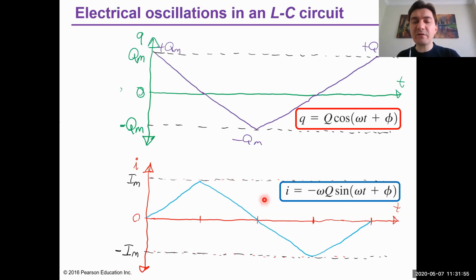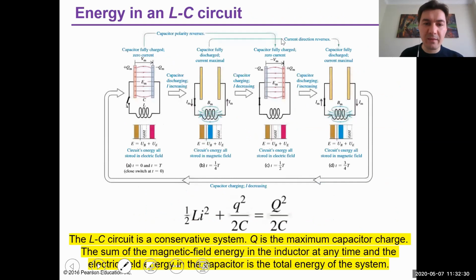And let's have a look at the current. When the time is 0, remember the sine is 0. It is 0, okay? It goes to maximum, it increases, and then it decreases to 0, and then it goes to negative maximum, and then it goes to 0 again with that sine function, okay? And this is the angular frequency of that electrical oscillation in an LC circuit.